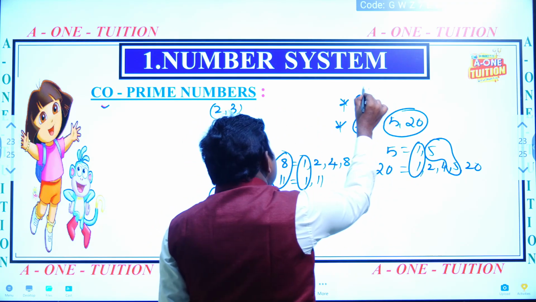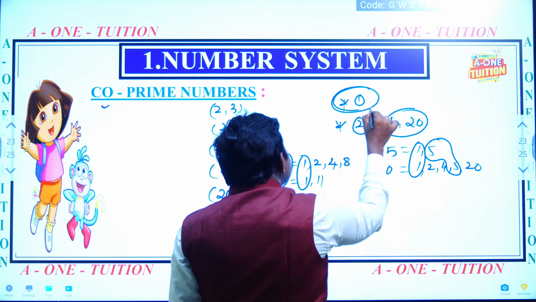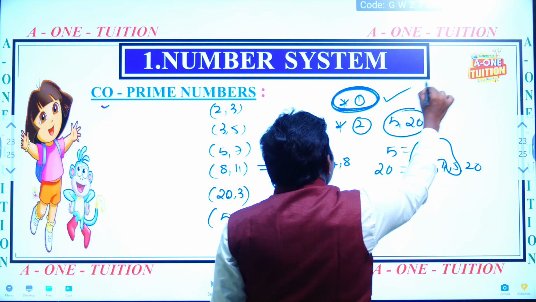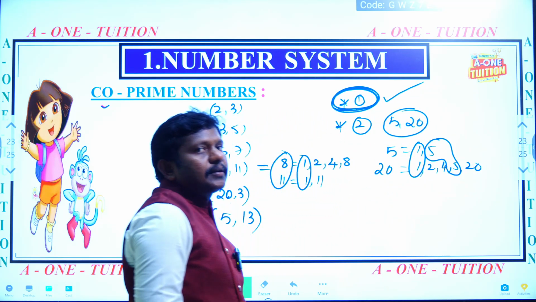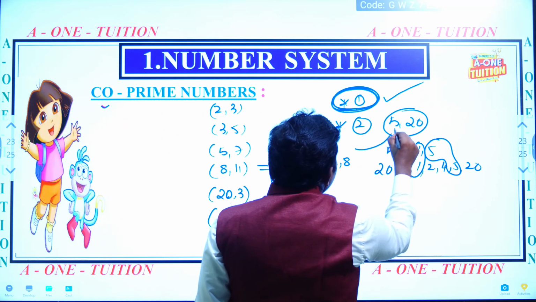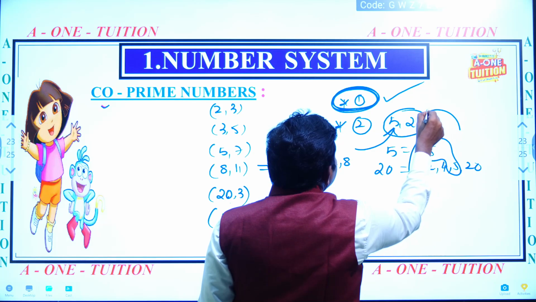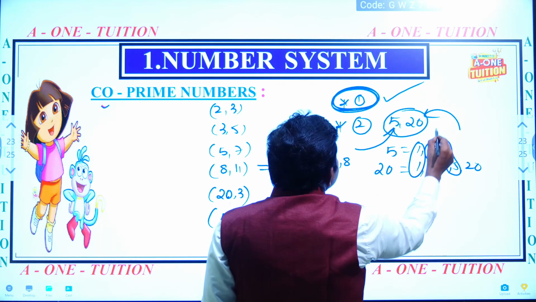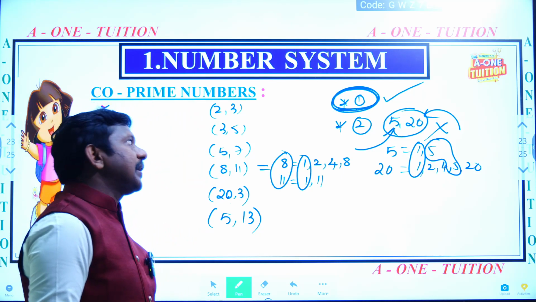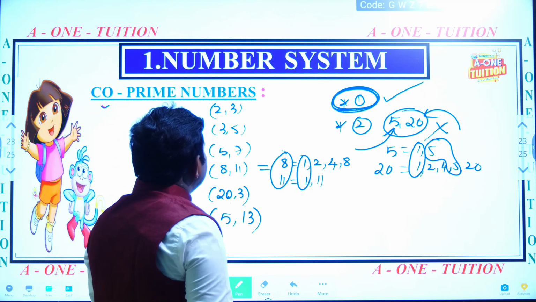So if the numbers are primes, those are always co-primes only. If one number is prime and the other is not a prime, in this case they may or may not be co-primes. Keep that in mind.